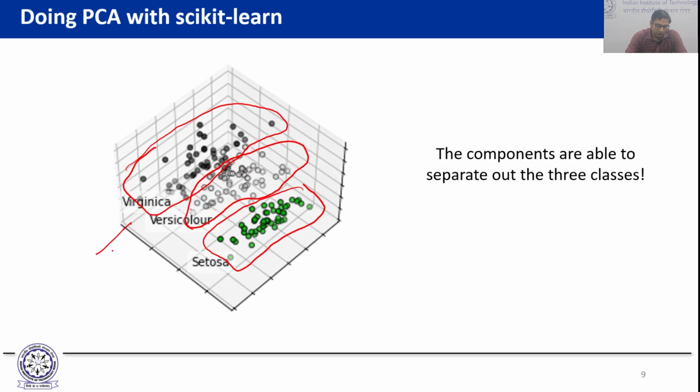And by doing so, we are actually able to separate out the data corresponding to the different species of iris. So this is the way in which one can go about doing data dimensionality reduction before you start your machine learning process.